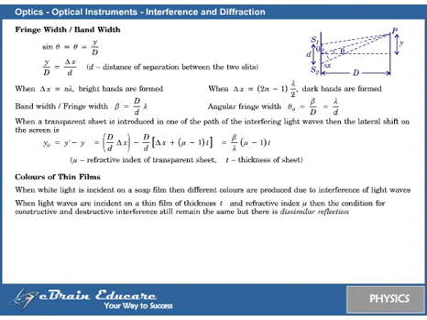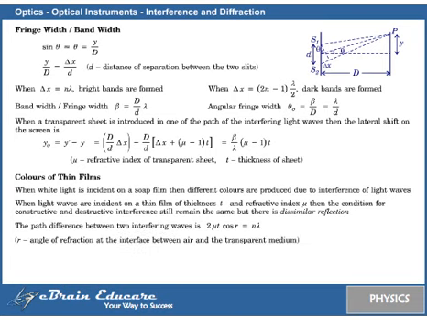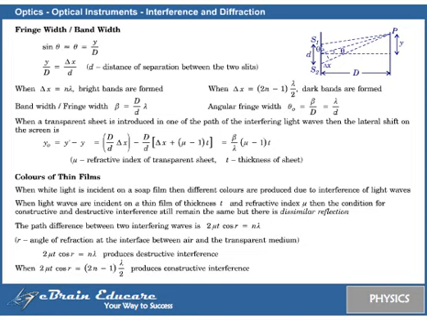Therefore, the path difference between the two interfering waves can be given by a general formula 2 mu t cos r equals n lambda, where r is the angle of refraction at the interface between air and the given transparent medium. When 2 mu t cos r equals n lambda, this becomes the condition for destructive interference. On the other hand, when 2 mu t cos r equals (2n minus 1) lambda by 2, then it gives the condition for constructive interference.